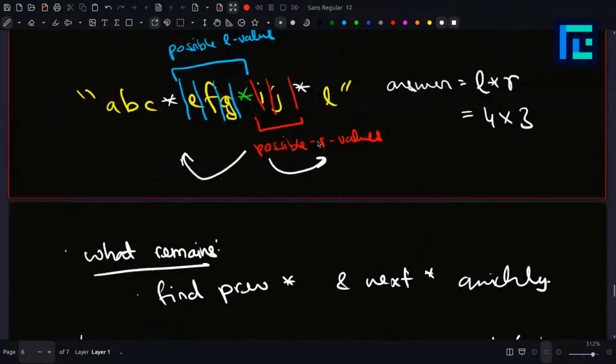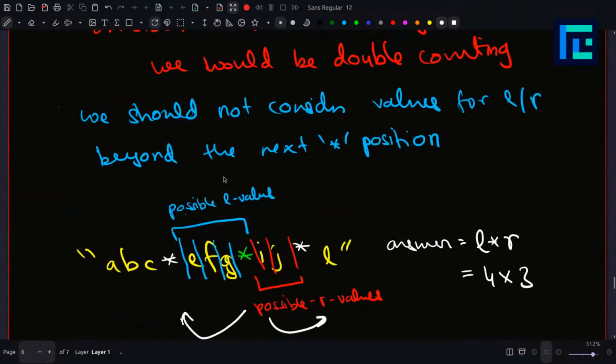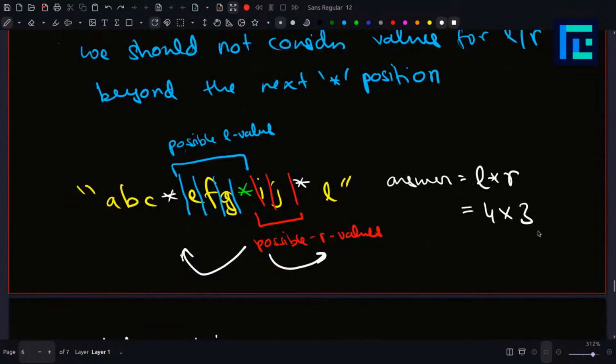Yeah, so this is what remains. Let me just show you again what I was saying. When we have a newly formed star, which is sandwiched between two different stars ahead and before, we just need to find the previous star on the left and the next star on the right, and that will define our L values and our R values. The newly formed strings will only be formed within this range, which includes this center element. So the answer will be the number of left times number of right, and in this given example, it will be 4 times 3.